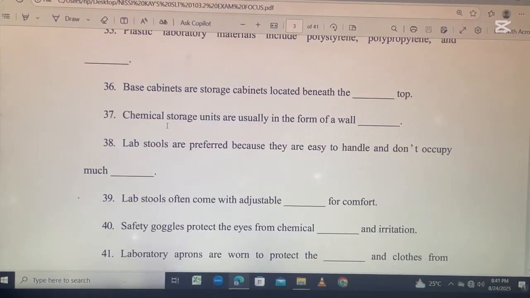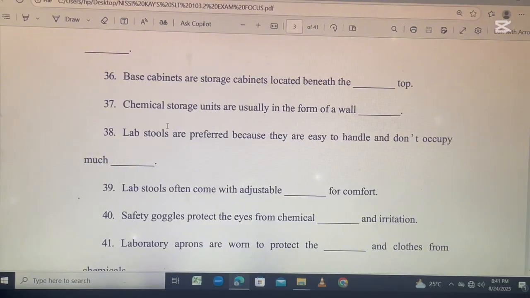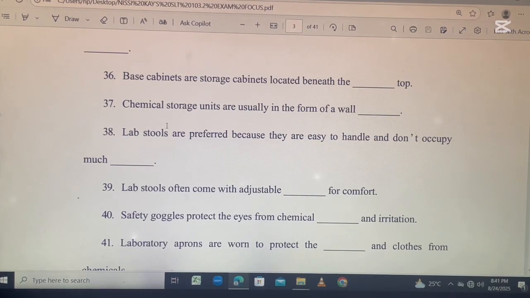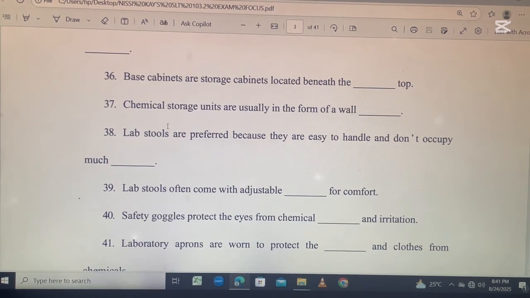Now, base cabinets are storage cabinets located beneath the worktop. There is a part of the laboratory that is called the worktop, or you can also call them workbenches. So that's where base cabinets are placed, beneath them. The next one: chemical storage units are usually in the form of a wall cupboard.